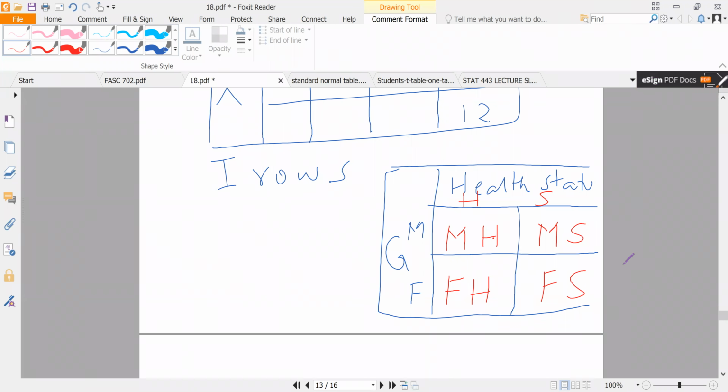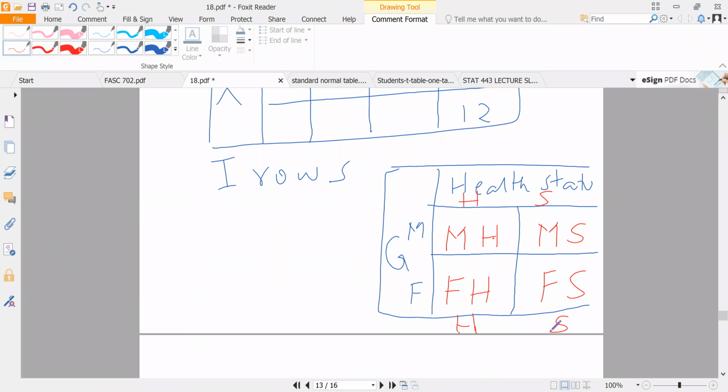However, if we sum the first column, you'll get the total number of individuals who are healthy. The first column gives you the total number of individuals who are healthy. The sum of the second column will give you the total number of individuals who are sick.